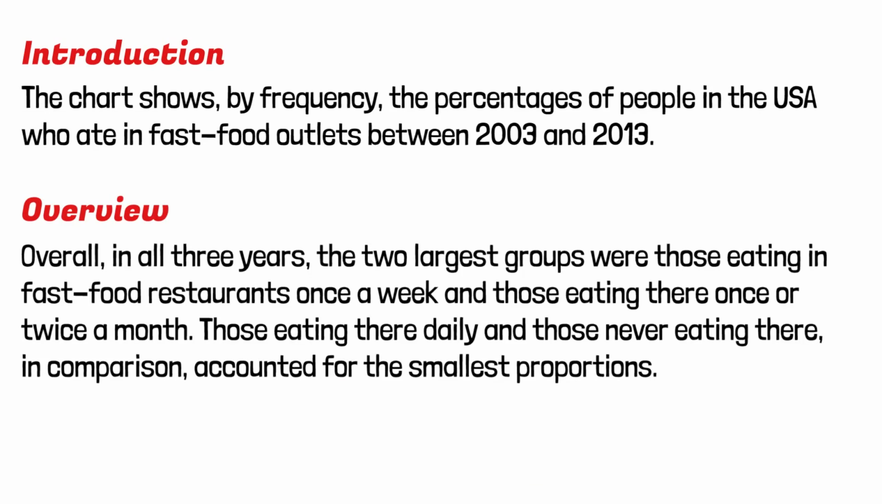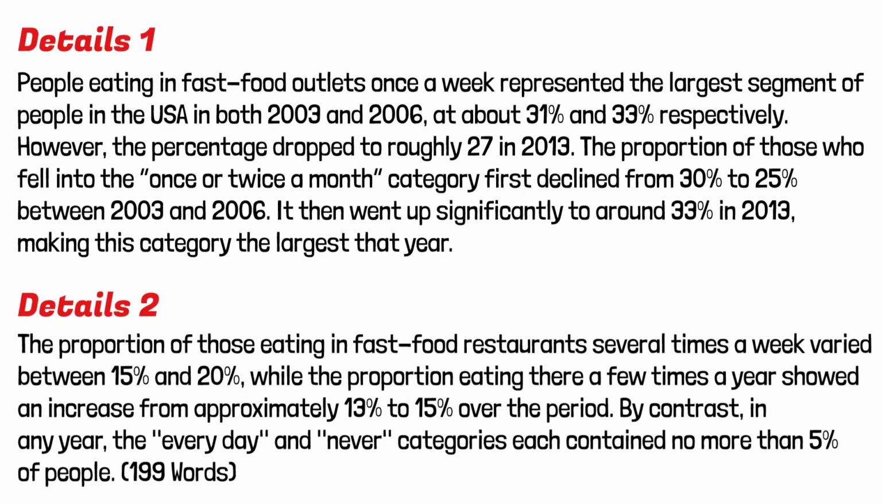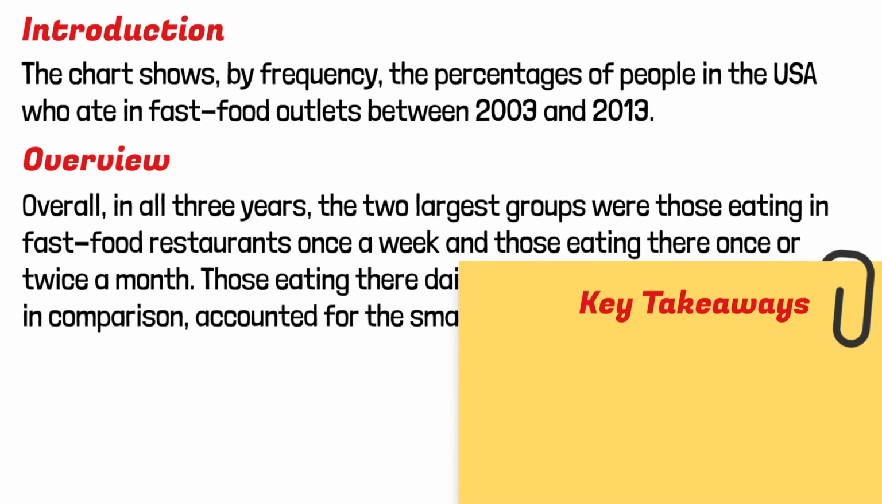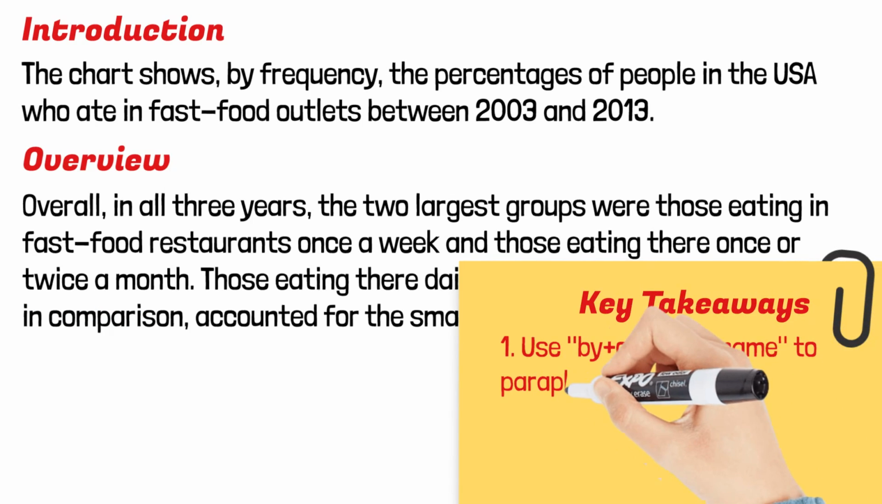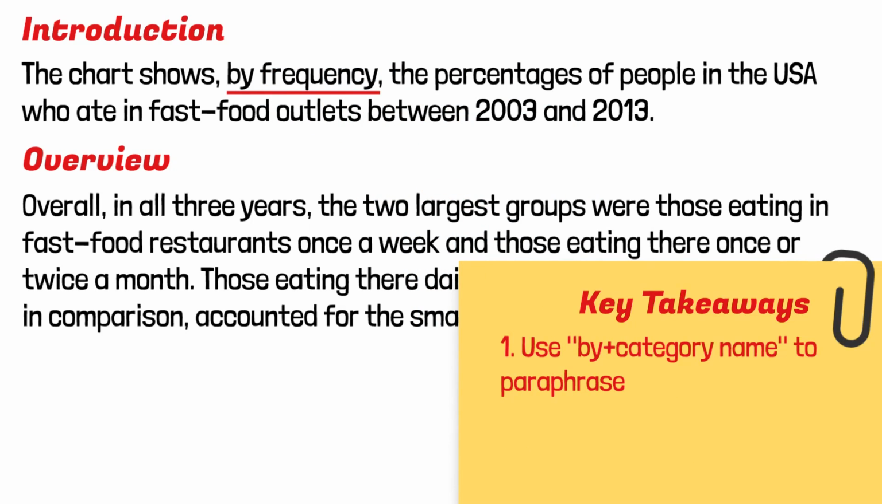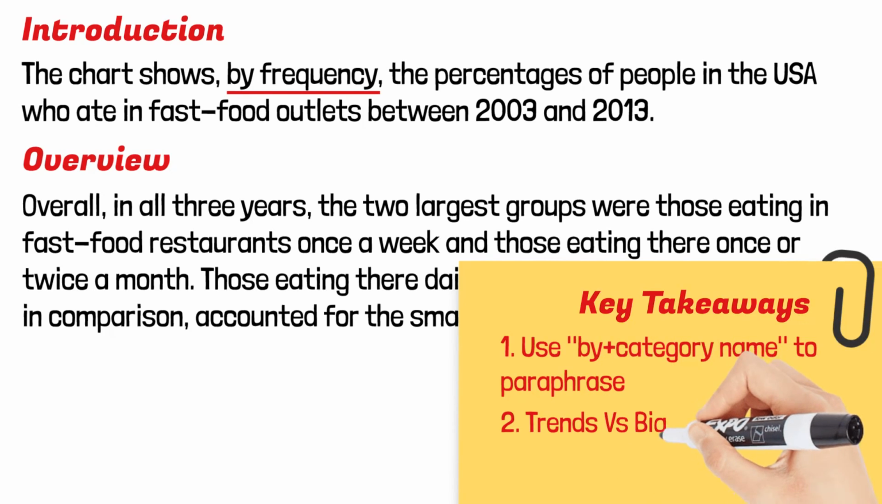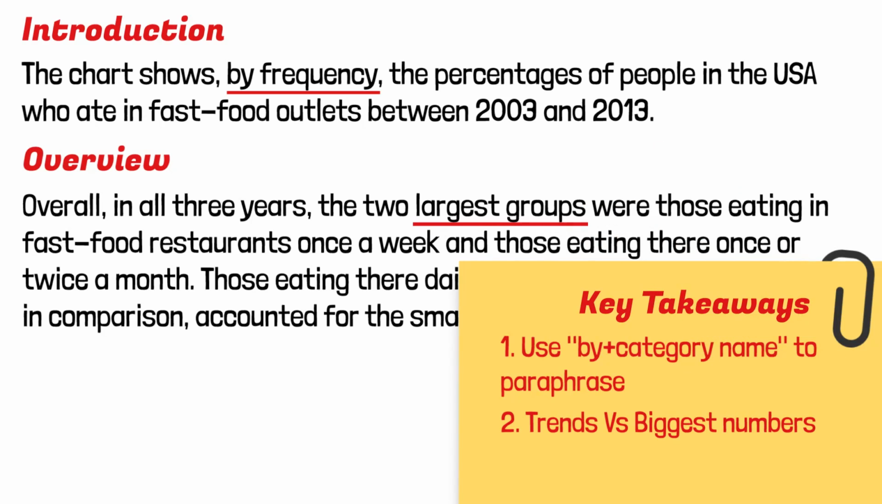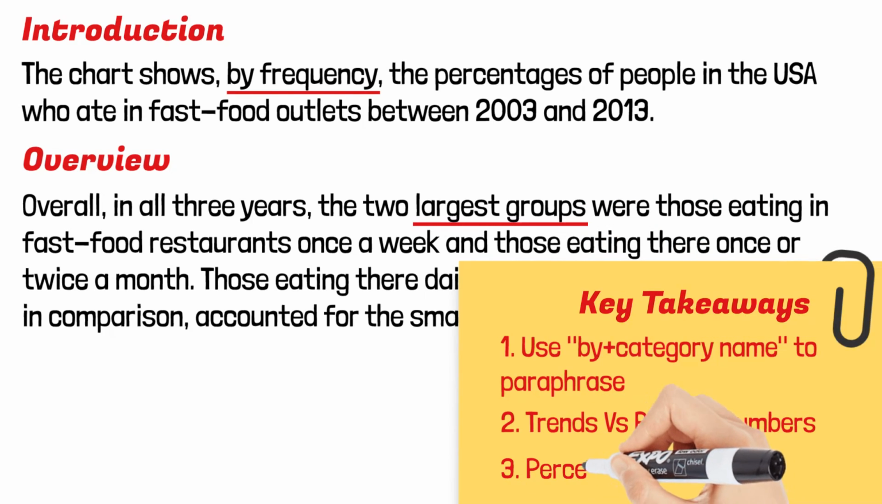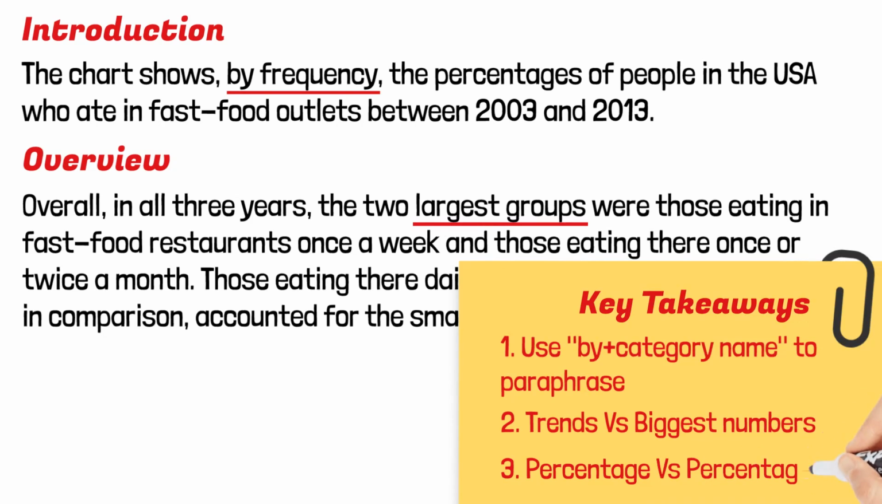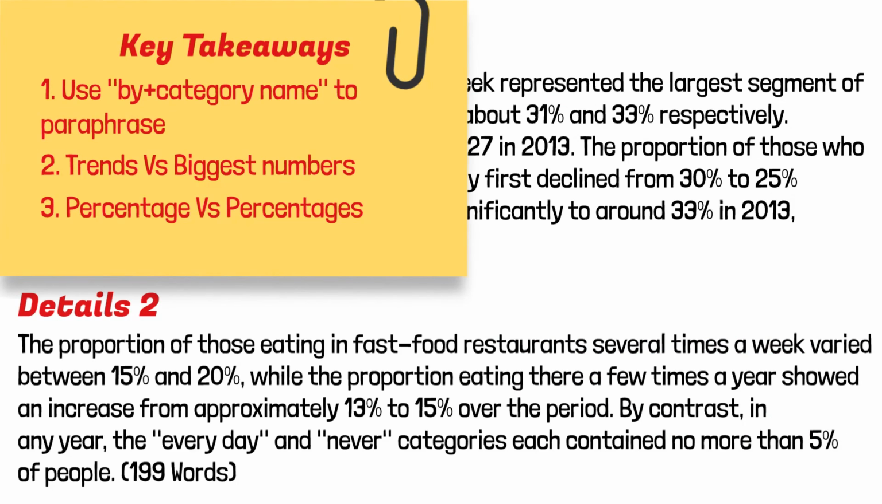Here's the entire essay. Here are some key takeaways. Use by plus the category name to paraphrase. This method works for many charts, although I showed you only 2 examples in this video. For the overview paragraph, you need to judge whether you should describe general trends or whether the biggest categories are more important features. You also need to know when to use a singular noun and when to use a plural noun. The key to dealing with less important data is to give a range.